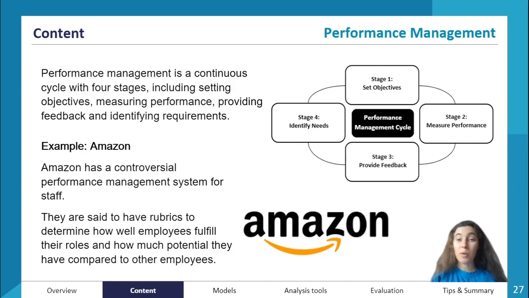So, another example is Amazon. So, Amazon has a bit more of a controversial kind of reputation when it comes to performance management. So they are said to have rubrics to determine how well employees fulfill their roles, and how much potential they have compared to other employees. So in this case, it's kind of a competitive approach within the organization. So employees are compared to one another as a way of sort of incentivizing each employee to try and do their best, so as not to lose their job as a result of not performing as well as others, for example.